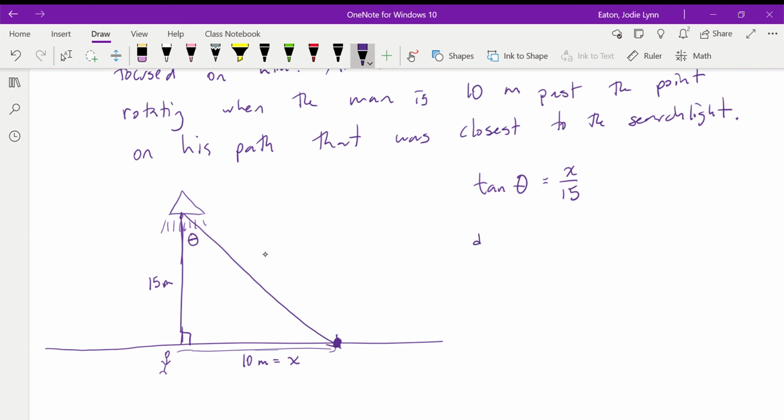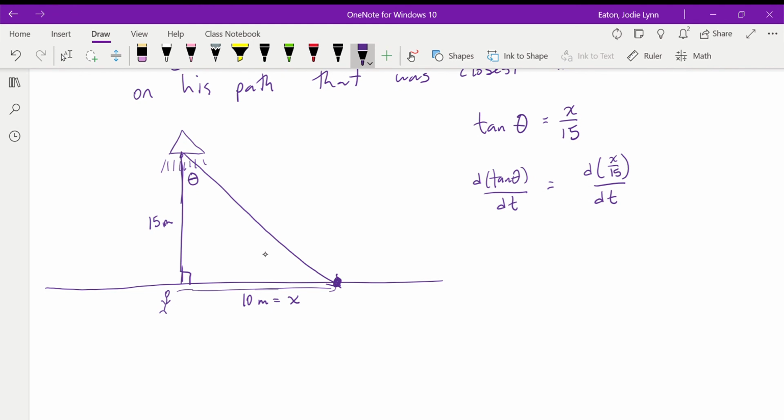So we are going to take the derivative with respect to time. So d tan theta dt equals dx over 15 dt. So we're going to take the derivative there. So we get secant squared theta d theta dt equals 1 over 15 times dx dt. Because again, we have to use the chain rule.